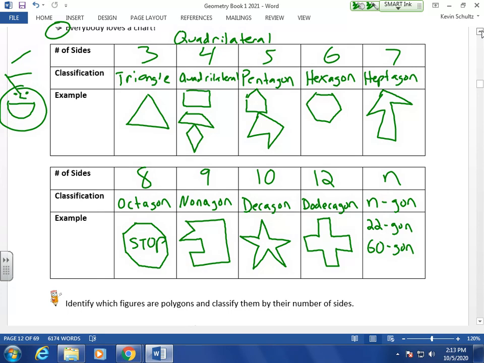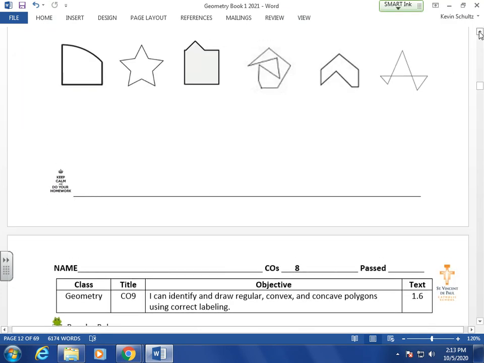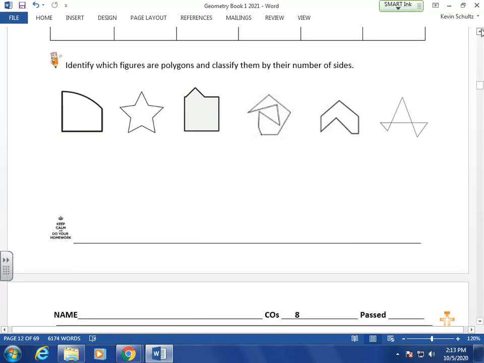All right. The section down below is to identify which figures are polygons and classify them by their number of sides. First one, polygon, yay or nay? Nay. Why not? Because not all the lines are straight. The top line has that curved side, which is not classified as a polygon.